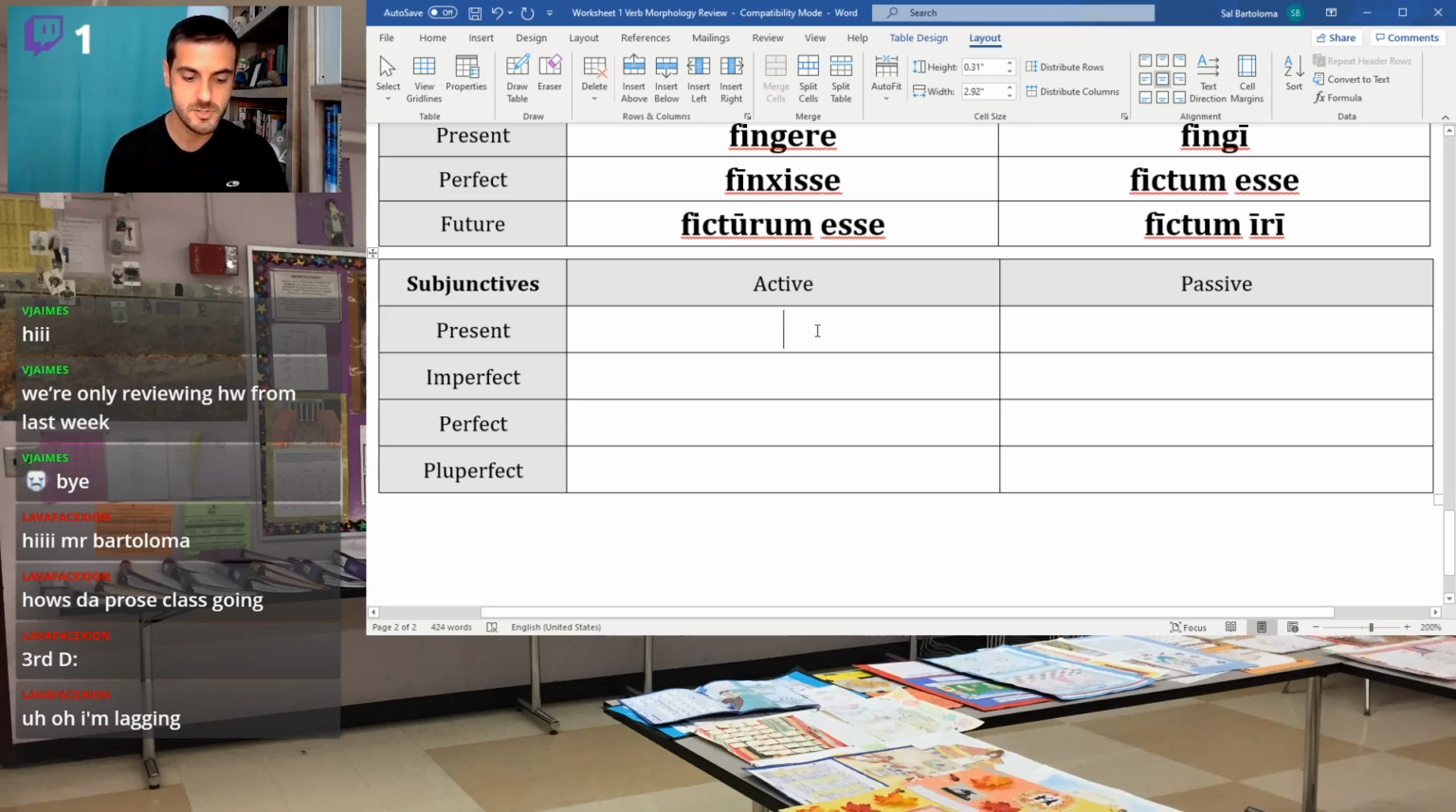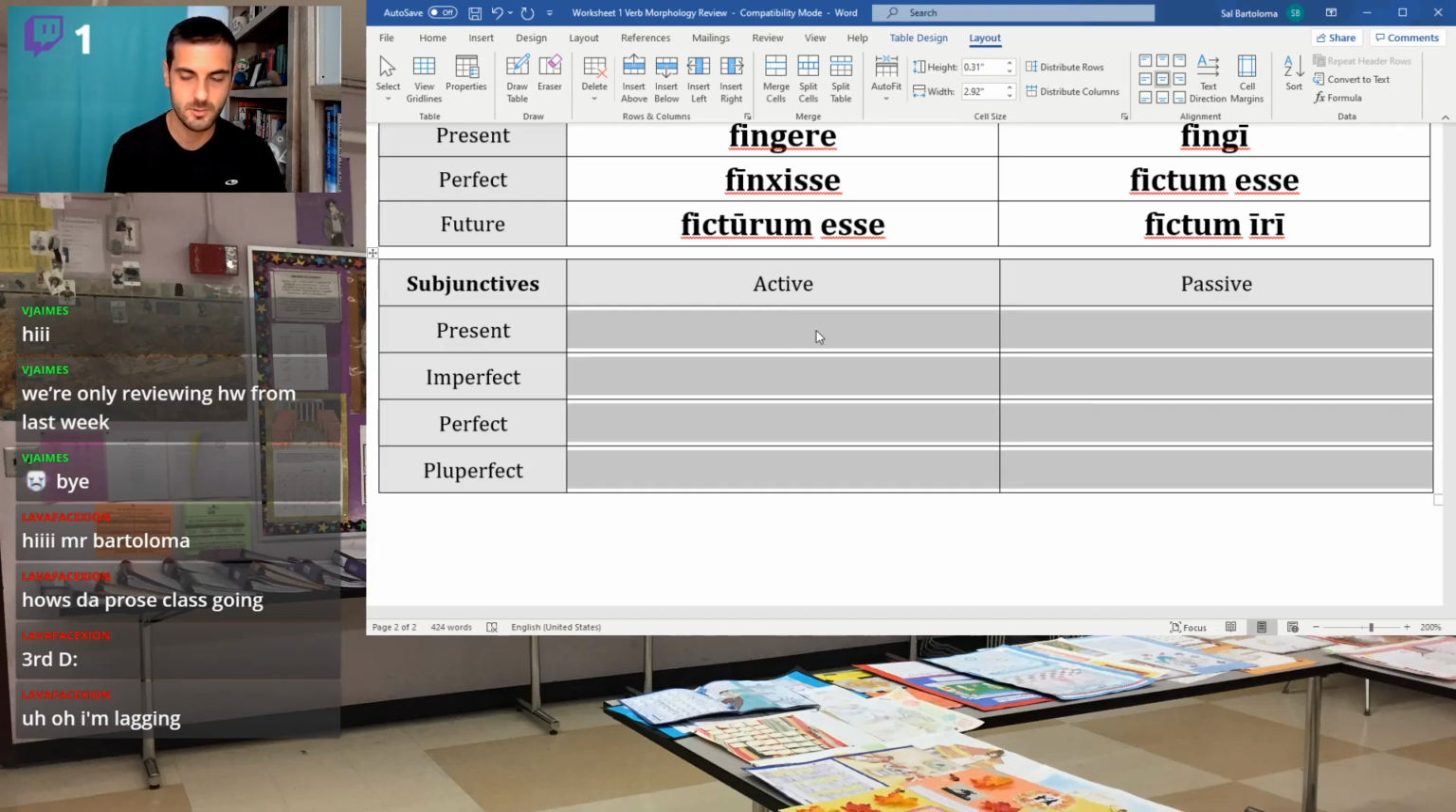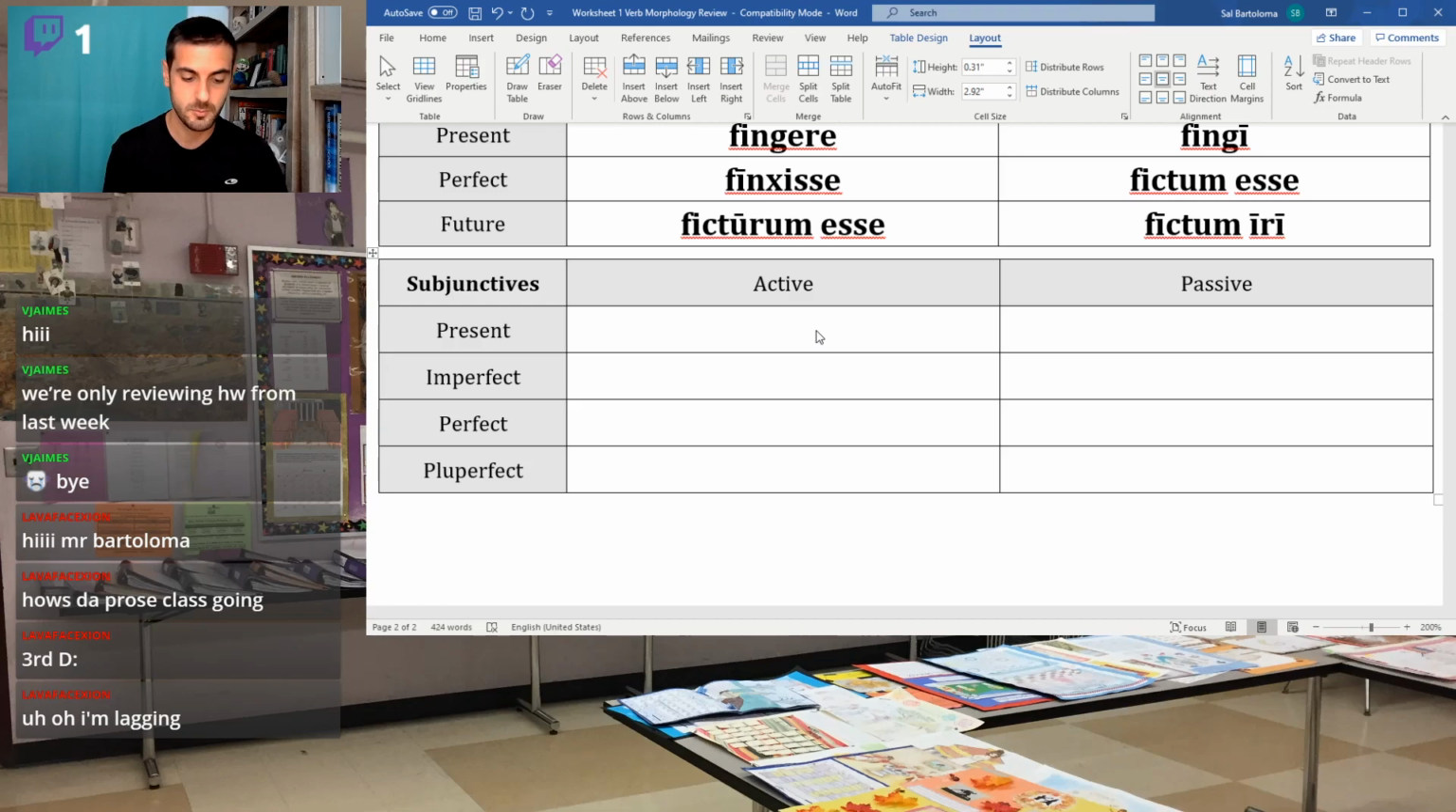So to make a present subjunctive, each tense has its own rules. For the present, we change the vowel to an A. So we get fingat and fingatur, I believe. Yep. Fingat and fingatur. So that's that situation where the A's and E's start flipping around.